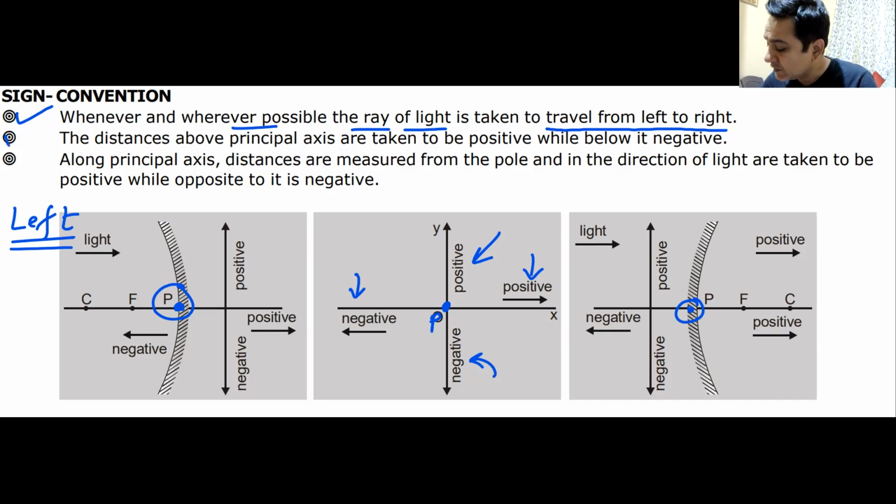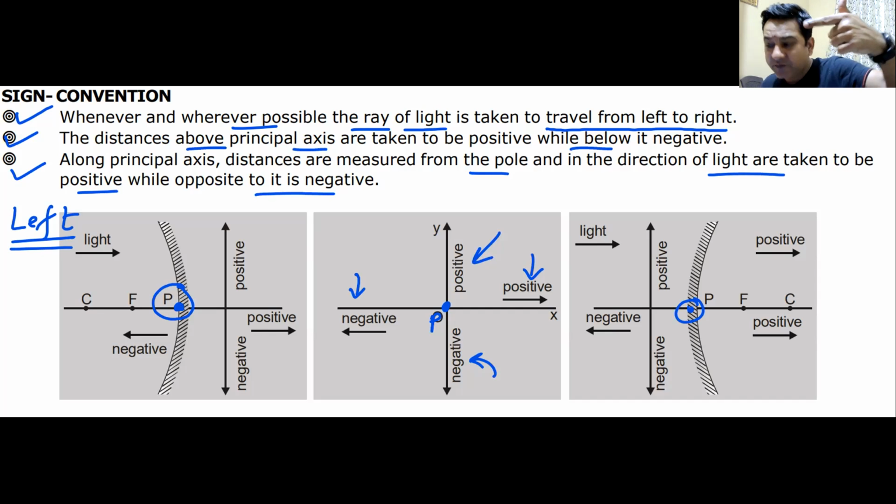Distances are always measured from the pole P. It is not mentioned here, but you have to understand this. Distances above P are positive. Distances below P are negative. Distances measured from the pole in the direction of light are taken as positive. So the positive x-axis becomes positive and the negative x-axis becomes negative, when light is traveling from the left, which is the case. If light is traveling from the right, everything reverses. But one thing that does not reverse: please mark it, along the principal axis, in the direction of light, everything is taken as positive. Do we understand this?